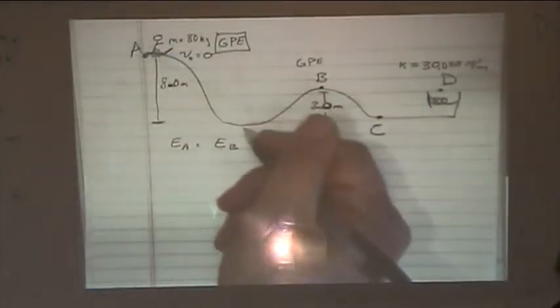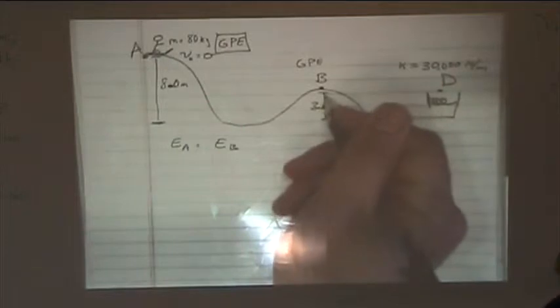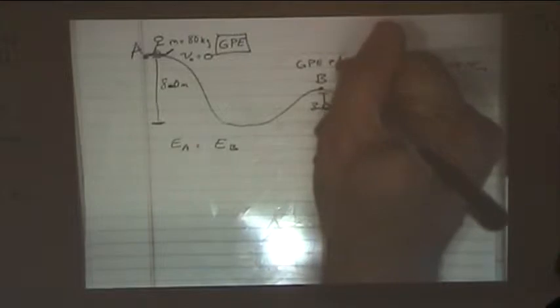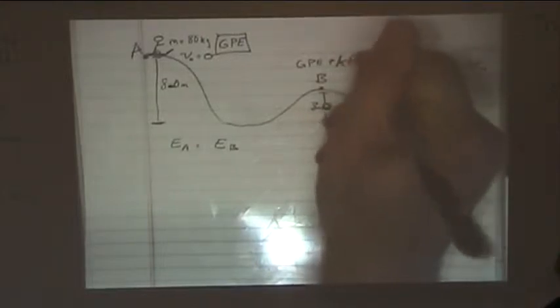But if you think realistically, you've gone down the hill, you've gotten faster. Since this hill is only 3 meters tall, chances are you're still going to be moving. And if we neglect friction, you're definitely going to be moving. And so we have kinetic energy here. And we'll make a note that we only have GPE at point A.